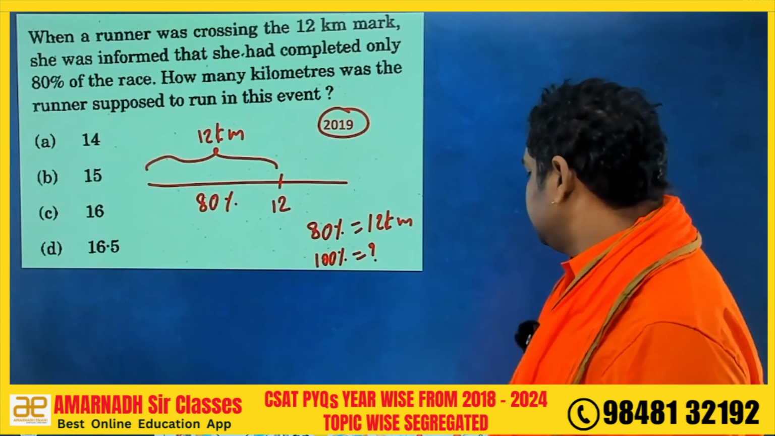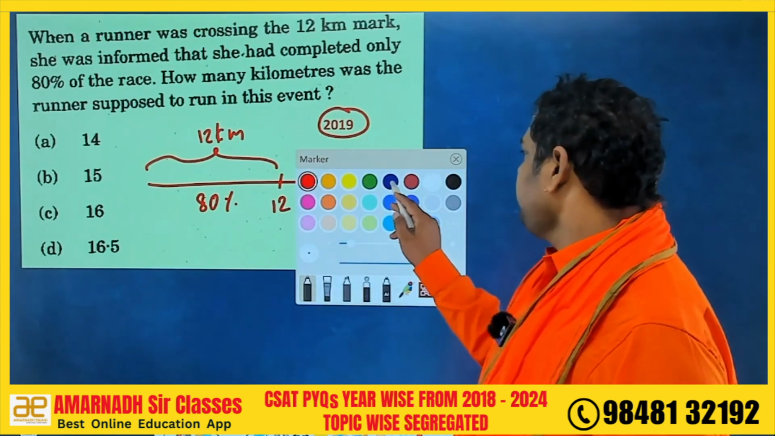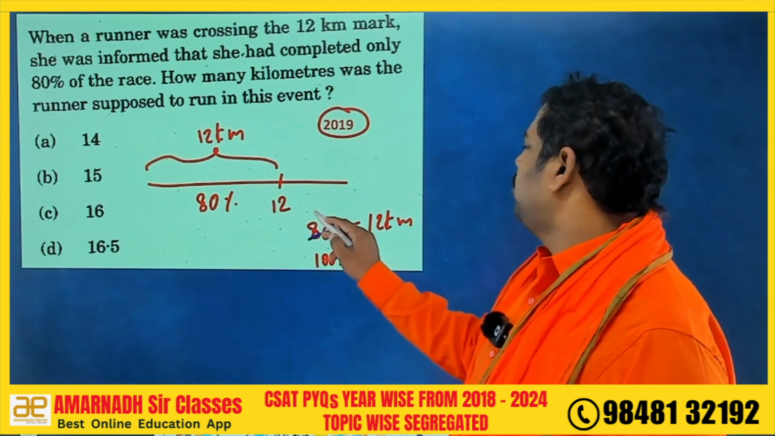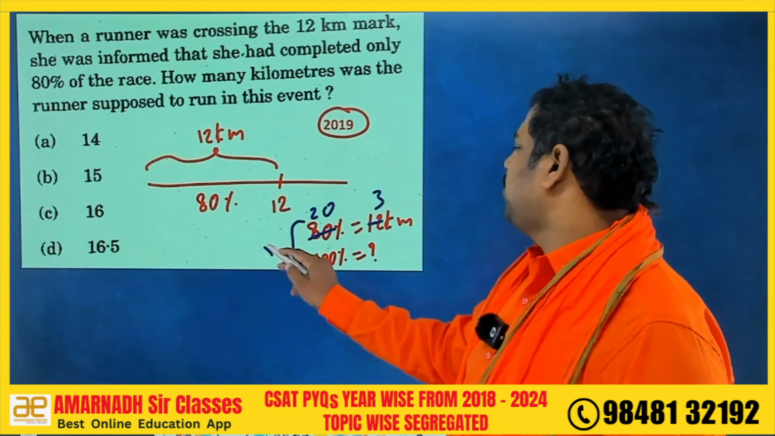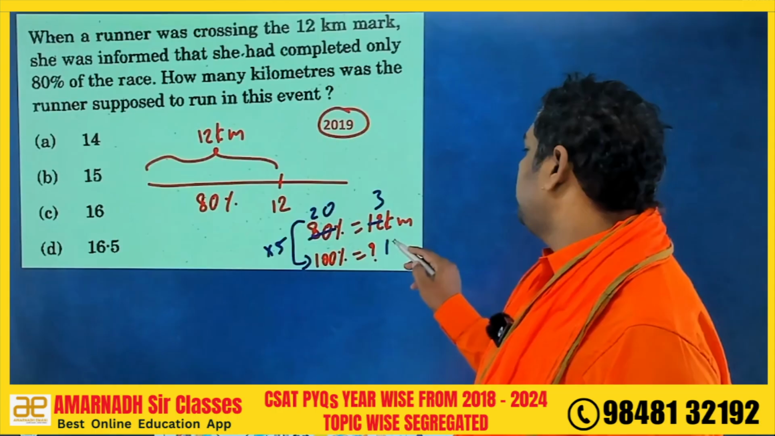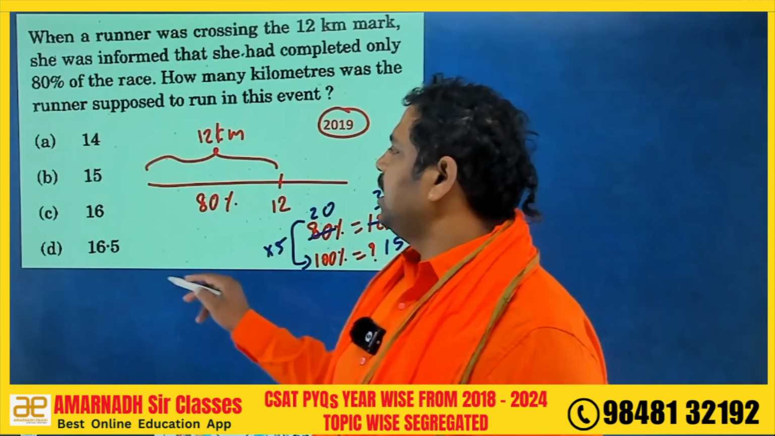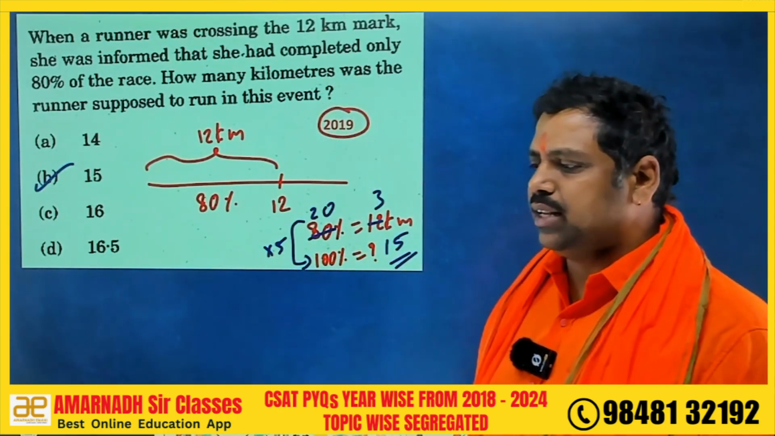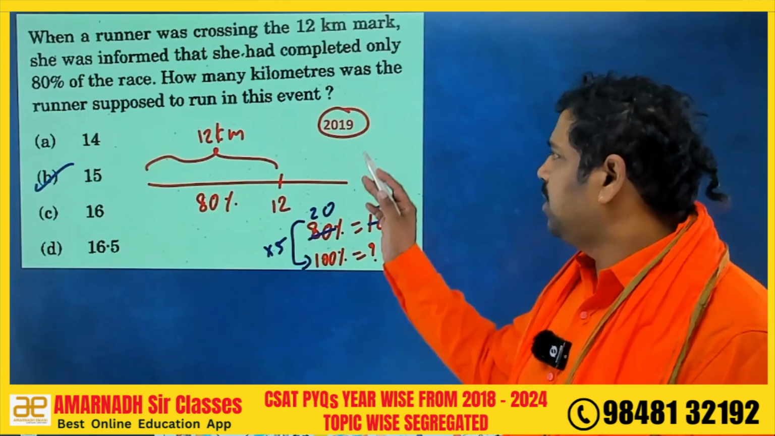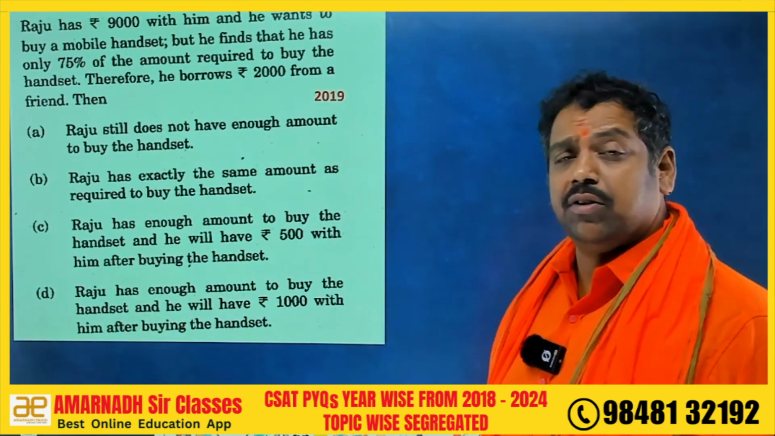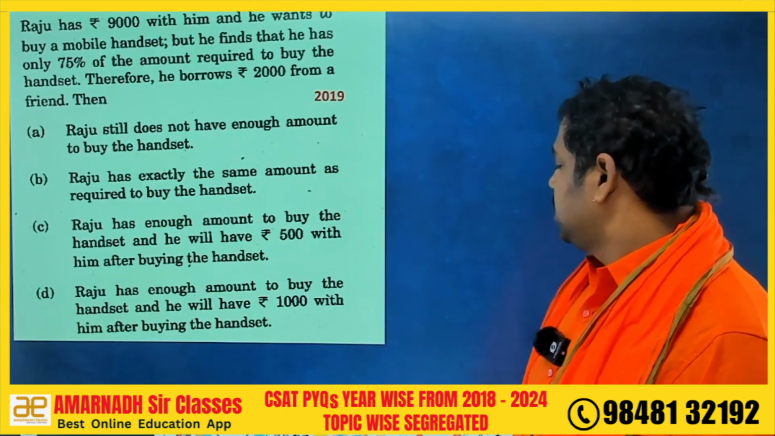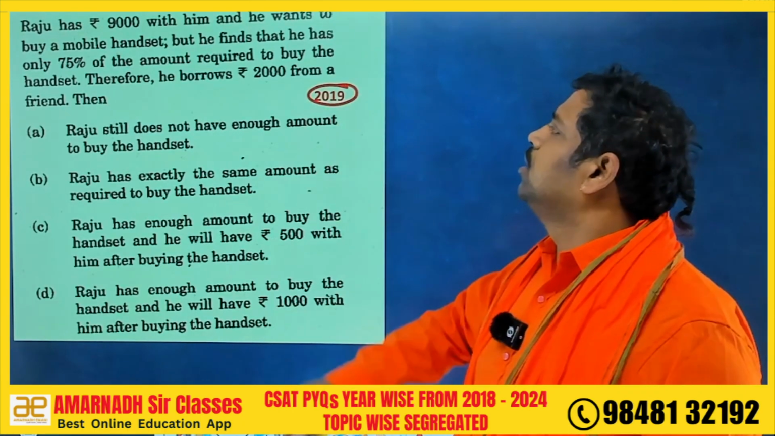Now start cancellation. 4 20s and 4 3s. 20 becomes 100 means 5 times. 3 into 5 means how much? 15. So how many kilometers here? 15 kilometers is the race. Got it, all of you? It's a funny question given in 2019. If you observe 2019, this is the third question.